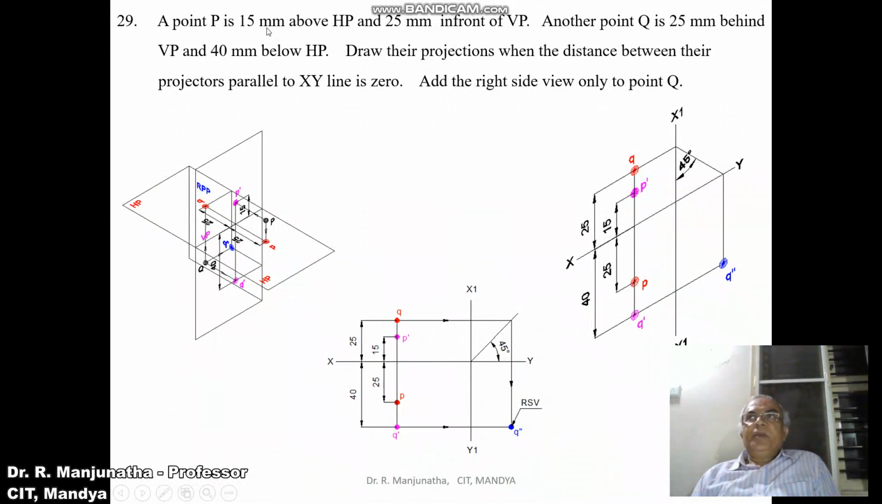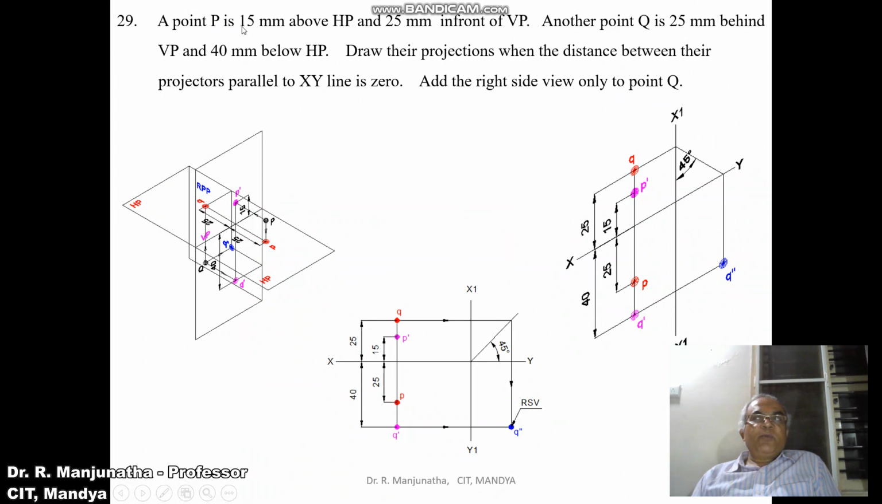A point P is 15 mm above HP and 25 mm in front of VP. Another point Q is 25 mm behind VP, 40 mm below HP. Draw the projections when the distance between the projectors parallel to XY line is 0. Add the right side view only to point Q.